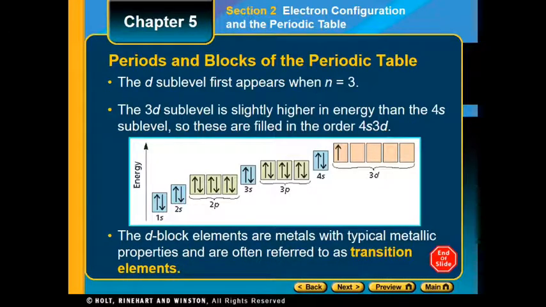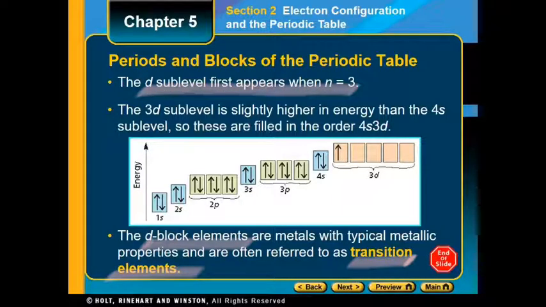Now we're moving on to the d block. The d block elements are typically called transition elements or transition metals. These are metals with typical metallic properties. The d sublevel does first appear on the 3rd energy level. Even though that is the 4th period in the periodic table, remember, for the d sublevel, it's n minus 1, which 4 minus 1 would be 3.